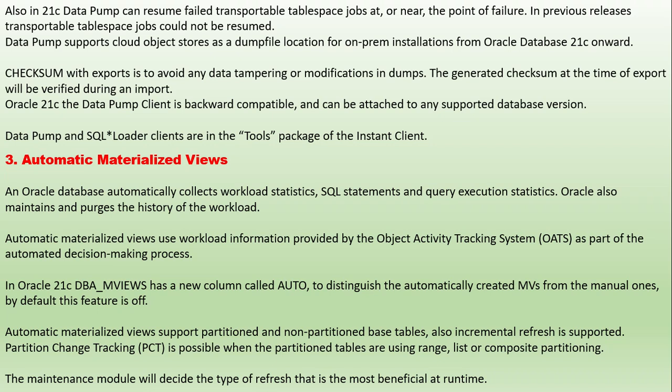Number 3, automatic materialized views. An Oracle database automatically collects workload statistics, SQL statements, and query execution statistics. Oracle also maintains and purges the history of the workload. Automatic materialized views use workload information provided by the Object Activity Tracking System (OATS) as part of the automated decision-making process. In Oracle 21c, DBA_MVIEWS has a new column called AUTO to distinguish the automatically created MVs from the manual ones. By default, this feature is off.